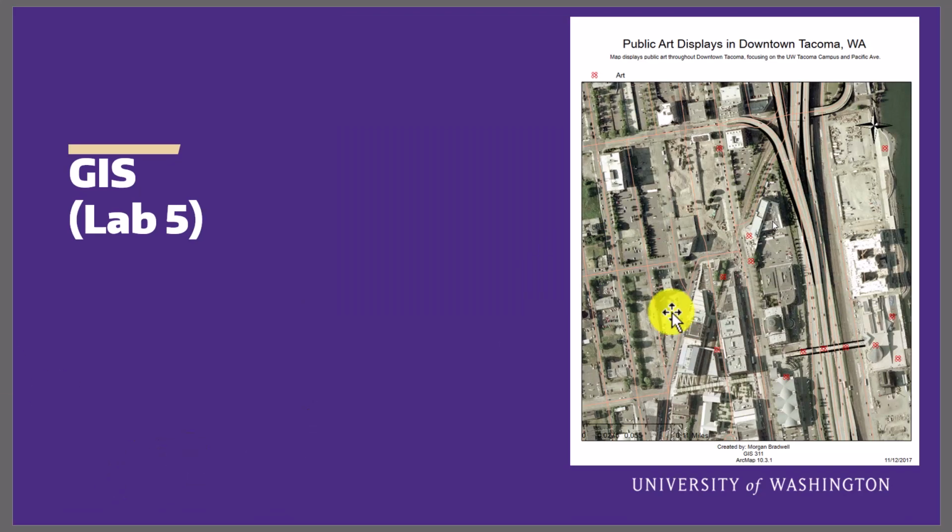This is Lab 5, so now we have a raster or an orthophoto and some points. You notice these red somethings, whatever they are. These points in red complement the map, which is a raster. And these are public art displays in Tacoma.